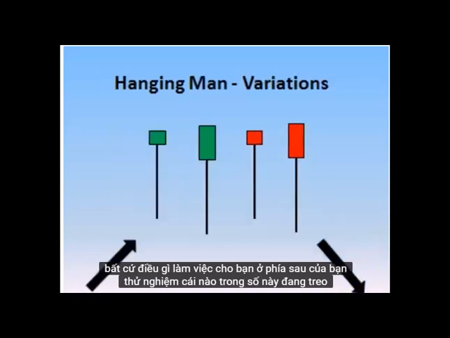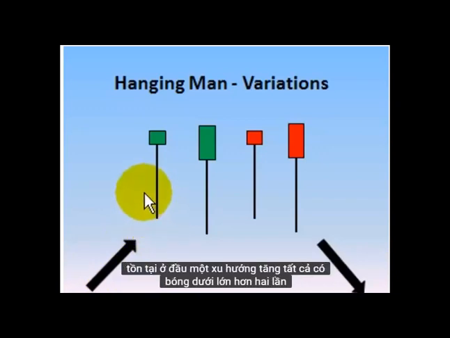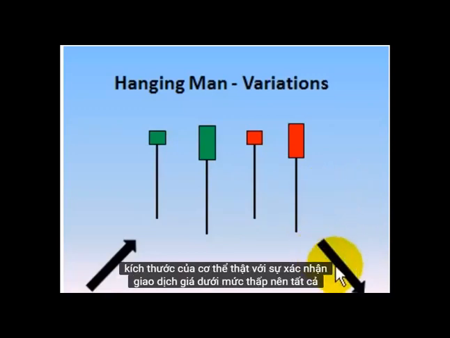So which of these are hanging man patterns and which aren't? Well, all exist at the top of an uptrend. All have lower shadow greater than 2 times the size of the real body, with confirmation of price trading below the lows. So all of them are valid hanging man patterns.